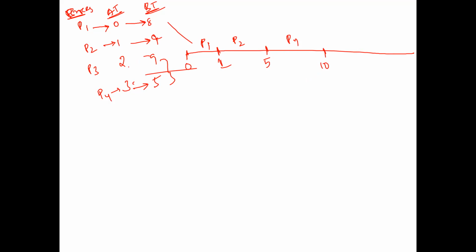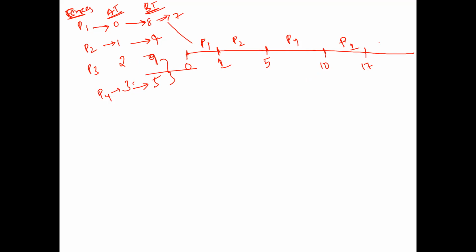Then the next one is 9, but the shortest remaining time is 7, it requires only 7 units of time. Why? Because 1 is already completed, so it is 7 units of time. So P1 will again enter here. So 10 plus 7, it is 17.